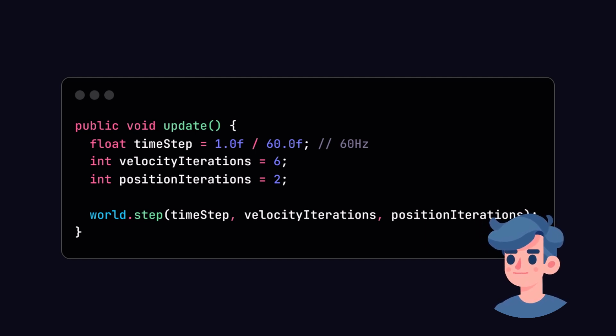Now that we have our bodies in place, the next step is to update our physics simulation in a game loop. Here's how you can implement a simple game loop that advances the physics world.